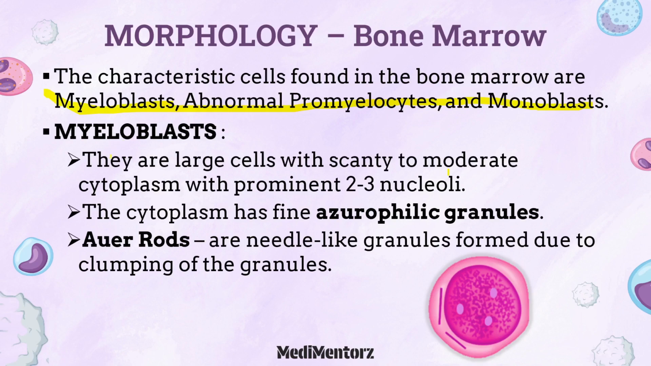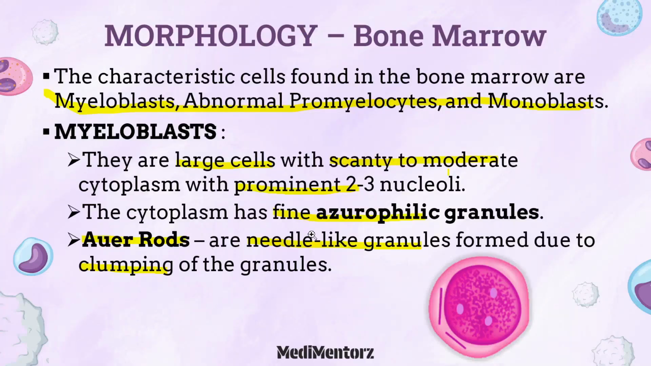So myeloblasts are 3 to 5 times larger than the small lymphocytes, with scanty to moderate cytoplasm and prominent 2 to 3 nucleoli. And the cytoplasm shows characteristic fine azurophilic granules, and these azurophilic granules clump to form needle-like granules called the Auer rods. So I have attached a picture here.